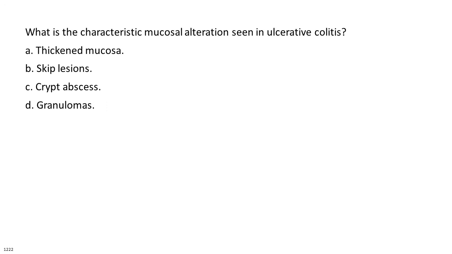What is the characteristic mucosal alteration seen in ulcerative colitis? A. Thickened mucosa. B. Skip lesions. C. Crypt abscess. D. Granulomas.